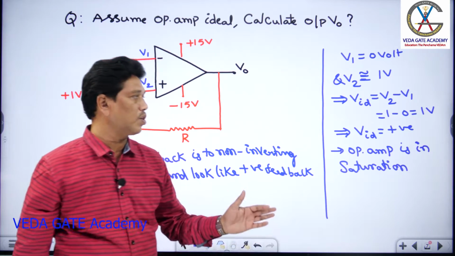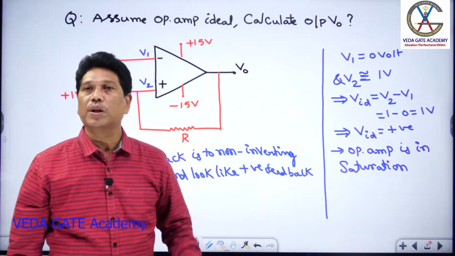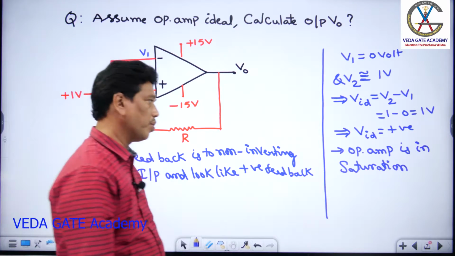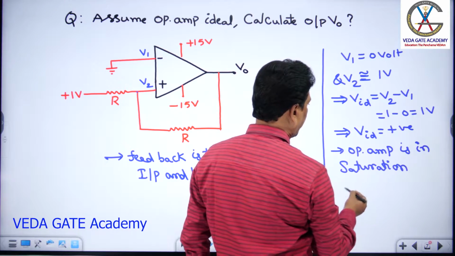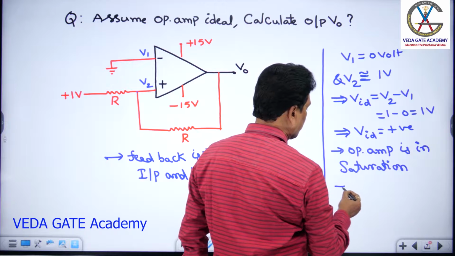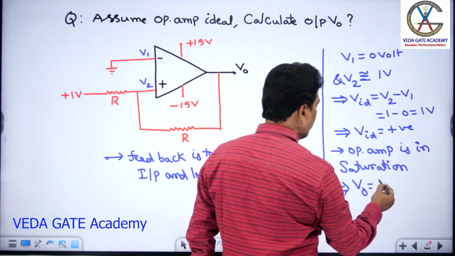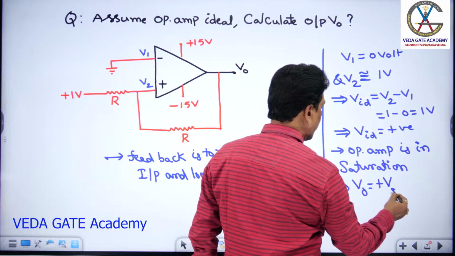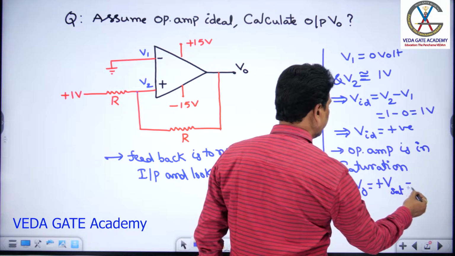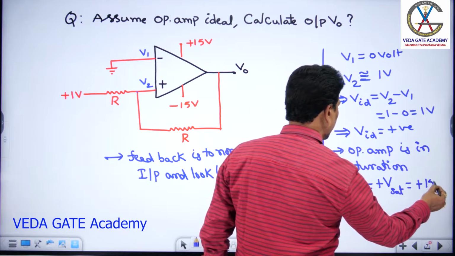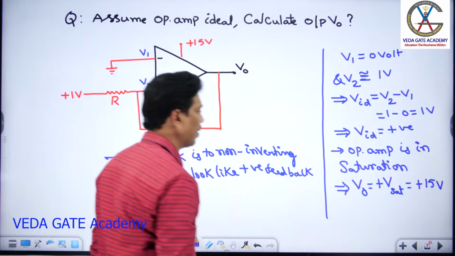And you know that in the saturation mode, as VAD is positive, the output is clamped at positive saturation. What is that value? V0 equals positive saturation, that equals plus 15 volt. Right? So this will be the answer for that.